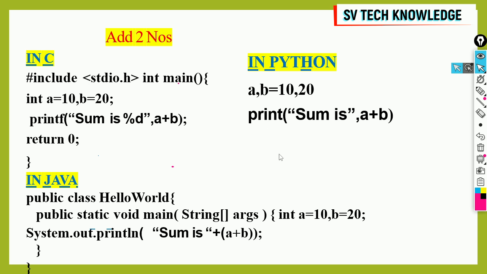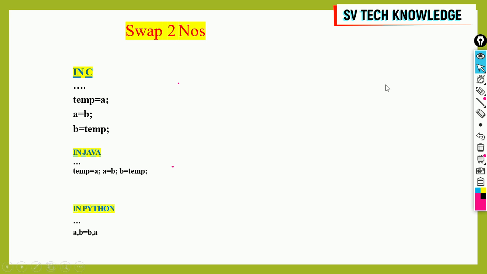We will see another example related to Python and C, Java. If we do swapping of two numbers in C, we will take a temporary variable and shift that into A, and A equal to B, B equal to temp. But in Python what do we do? A comma B equal to B comma A. Only one line can solve the problem of swapping two numbers. But in C language or Java it takes more lines of code. So as per these examples, you can conclude that Python is a very easy and short language.